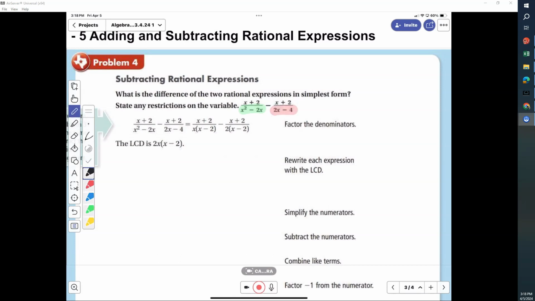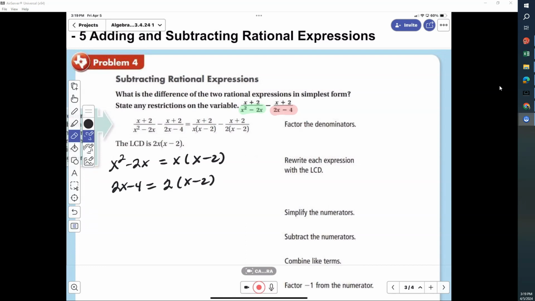So, I have x squared minus 2x, and I'm writing this in factored form, so it's going to be x times x minus 2. And the other denominator is 2x minus 4. So we have a 2 that's in common. So we have x minus 2. So simply I just factored there.